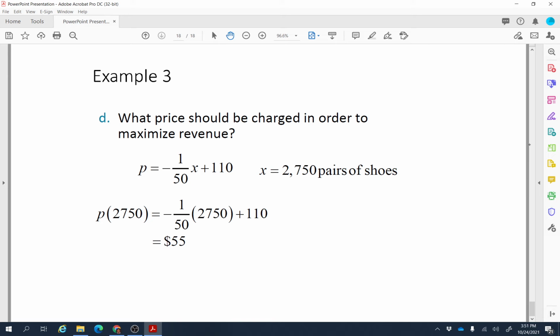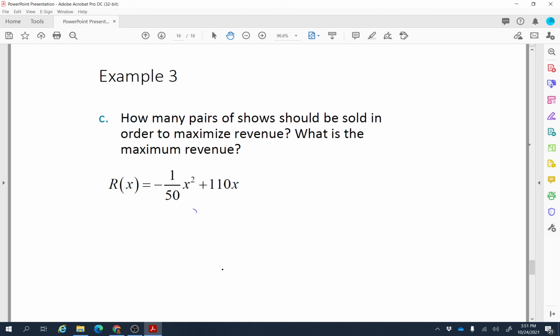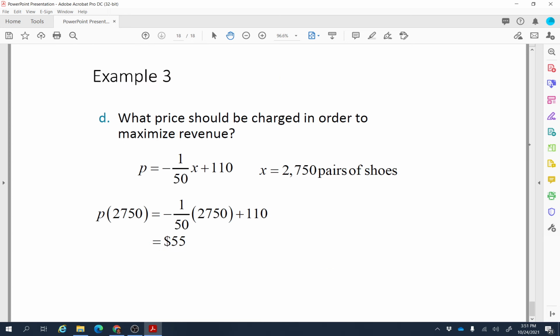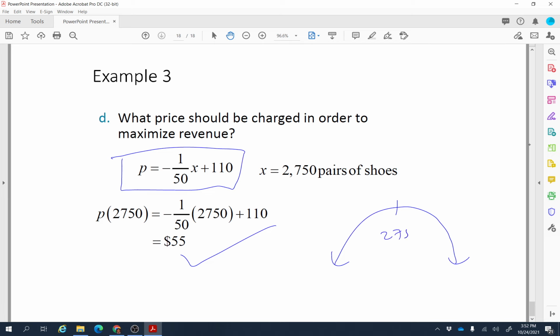Okay. So now another question is, what price should be charged in order to maximize the revenue? Because maximum revenue is reached when x is 2750, the price of the shoes can be found by using this formula. Just plug x equal to 2750 into this formula, and it will give you the price of the shoes, which should be $55. So we are going to get maximum revenue if we sell 2750 pairs of shoes at a price of $55 each pair.